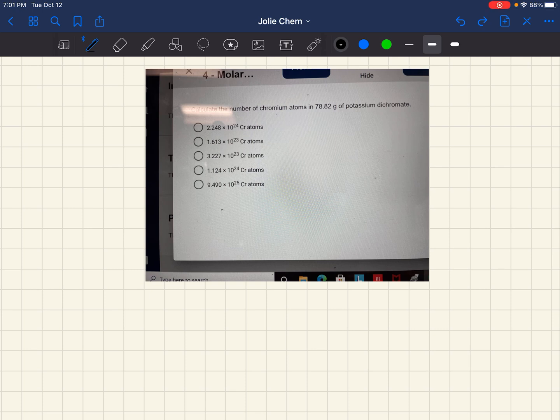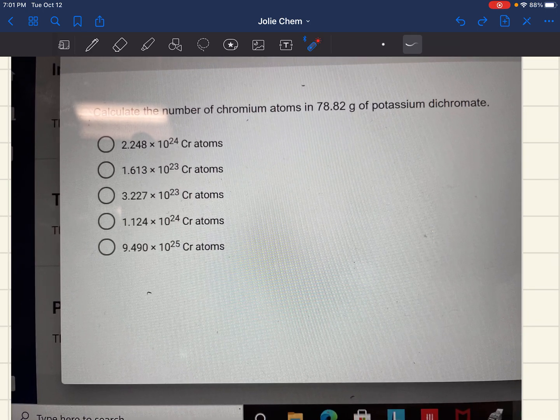All right, guys, so we're back with another problem that one of the students sent via the e-learning. So this is another one of those molar mass problems, and we're given a couple pieces of information that we need to utilize before we actually start the problem. What is the number of chromium atoms? That's what the question is asking for, just chromium atoms. And it's given us 78.82 grams of potassium dichromate.